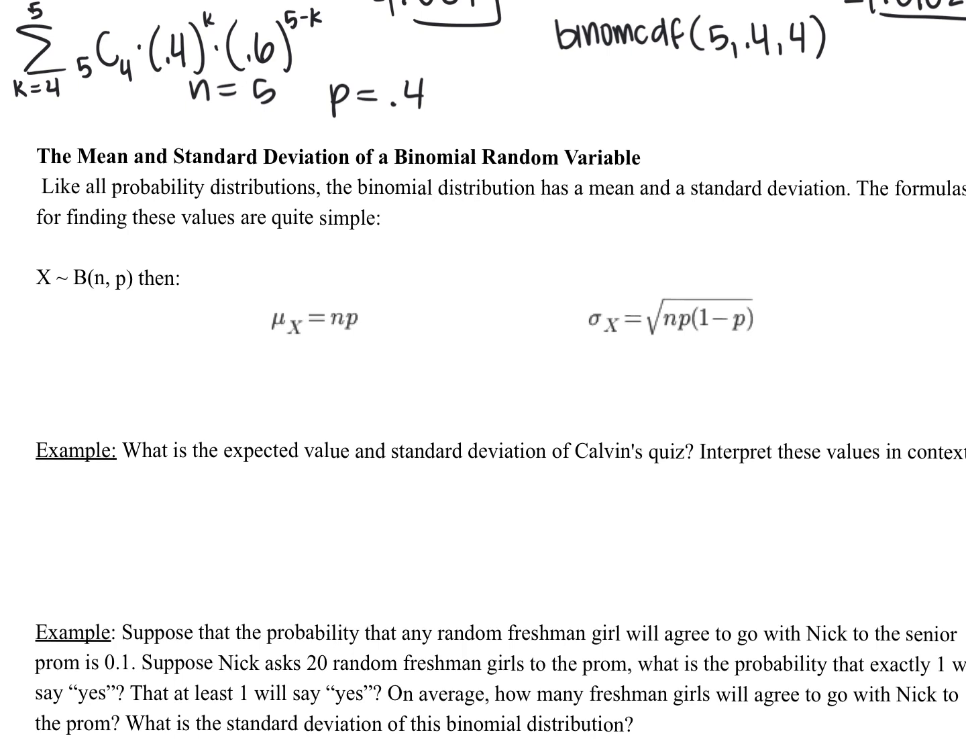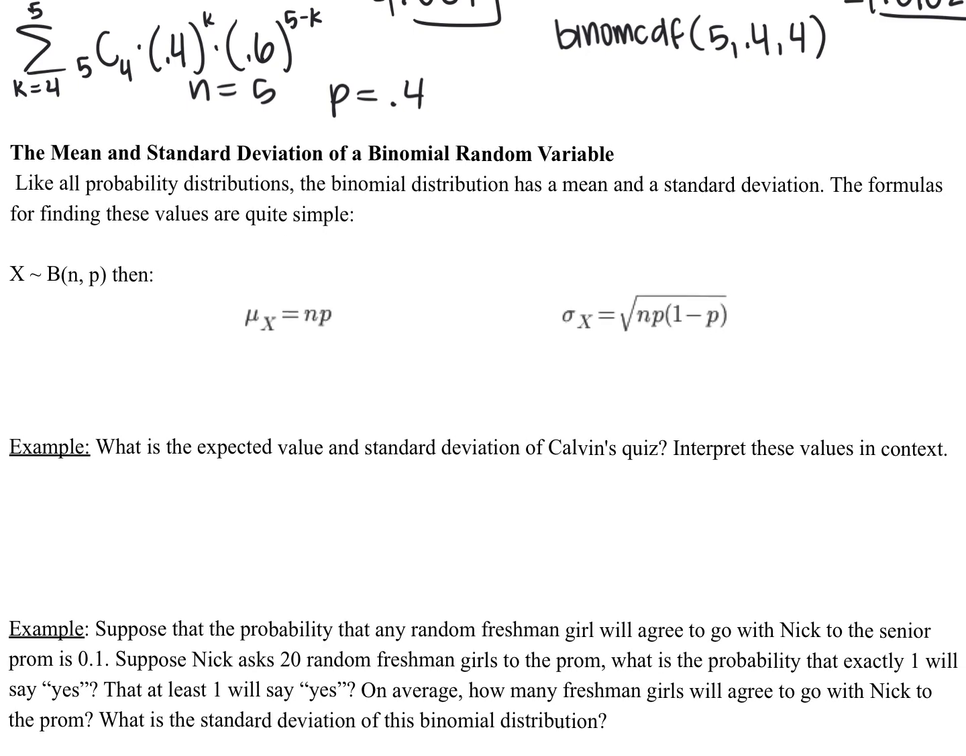Next thing we're going to look at is how to calculate mean and standard deviation for a binomial random variable. So it has its own mean and standard deviation formulas, and they're actually the simplest of mean and standard deviation formulas. So if you have some binomial distribution with sample size n and probability of success p, the mean is just n times p, and the standard deviation is the square root of n times p times 1 minus p.